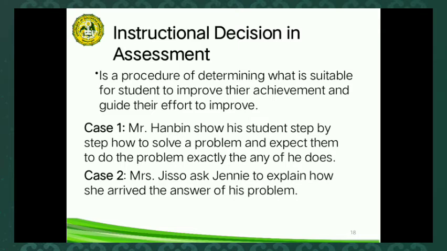I also added this instructional decision in assessment. It is a procedure of determining what is suitable for students to improve their achievement and guide their effort to improve. So case number 1, Mr. Hamden shows his students step by step how to solve the problem and expects them to do the problem exactly as he does. Number 2, case study. Mr. Jisoo asked Jenny to explain how she arrived at the answer to his problem. So there are different instructional decisions. I think this is an effective or non-effective instructional decision.